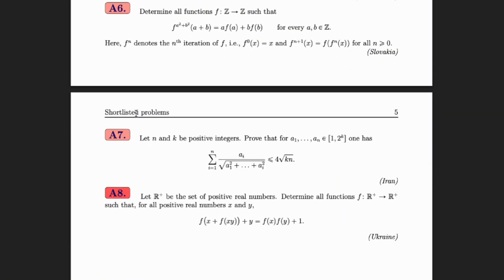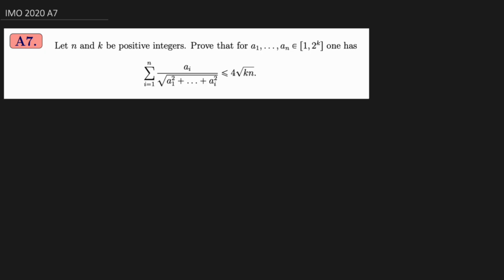And as you can probably tell from how dark the red is, it's a very difficult problem, or it's supposed to be a very difficult problem. But don't worry, because we will be solving this problem together here today. And as it turns out, the problem doesn't really seem to be that hard, so I'm assuming it's probably just a relatively easier A7 that year.